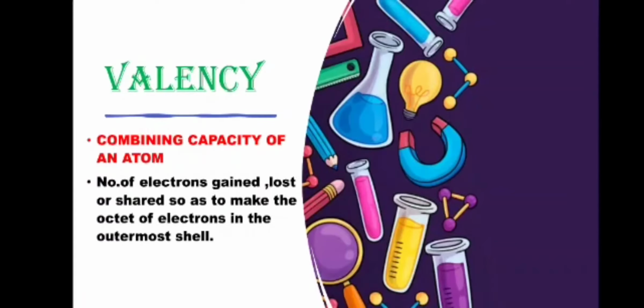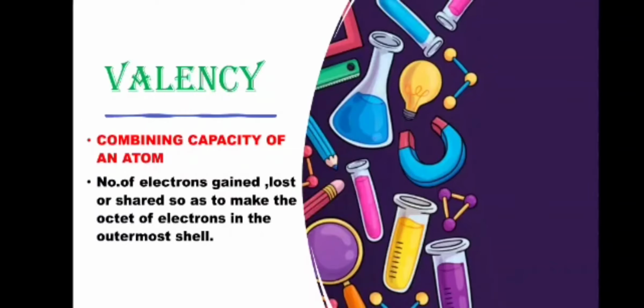Yes, if the outermost shell has 8 electrons, the atom is stable. The atom must contain 8 electrons in the outermost shell, then only it is stable. That is what the octet rule says, so we are following that here also. So for that, what will atoms do? They will lose some electrons or gain some electrons or share some electrons to make it stable.